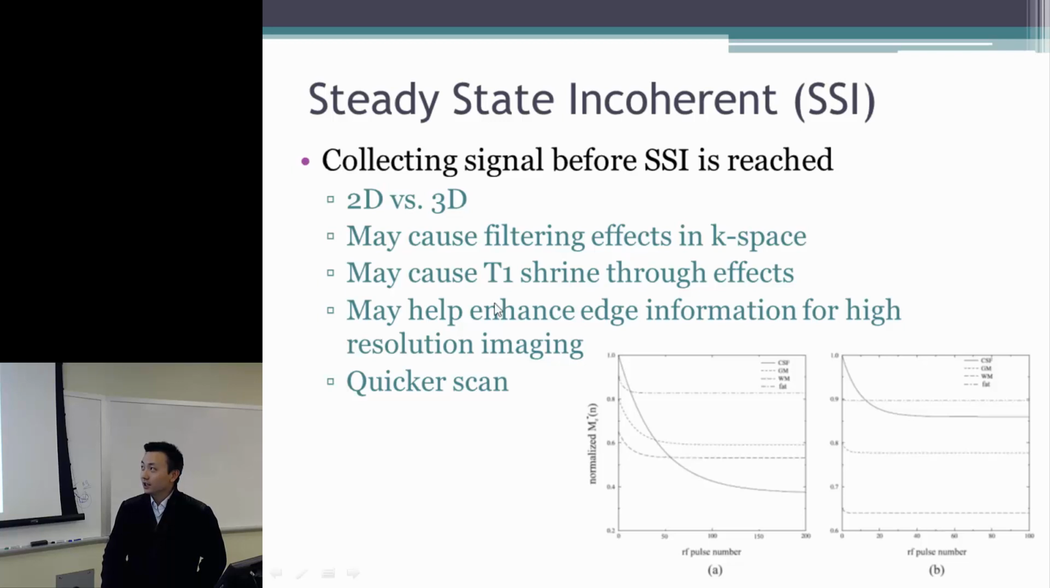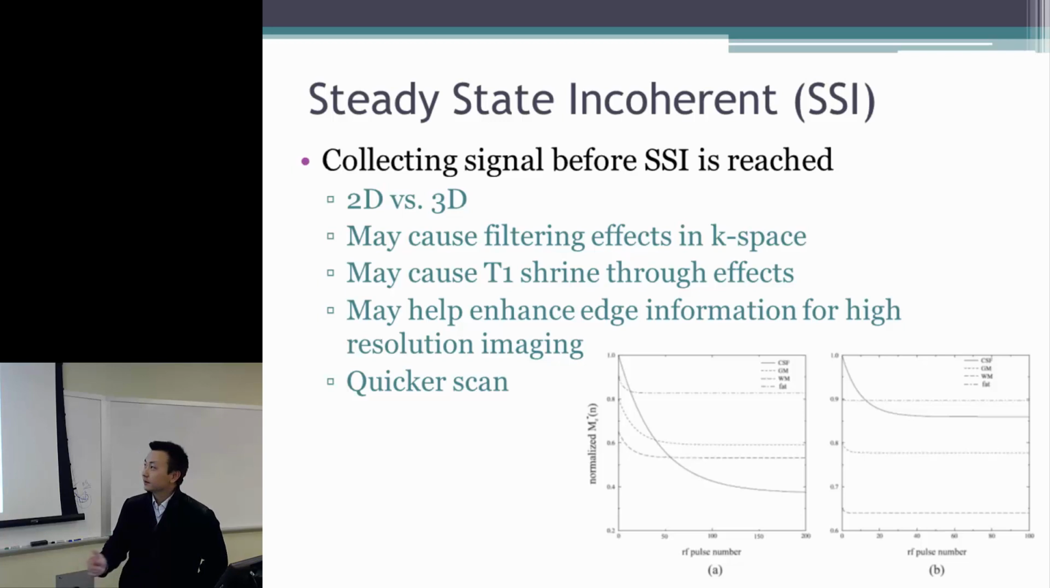So the indication of this is that for 3D, sometimes we can just immediately collect the data, regardless of whether it has reached a steady state, because those unsteady state signals would have a very small contribution to the whole K-space. But for 2D, we probably would need to wait until the signal has reached steady state before we start collecting data.